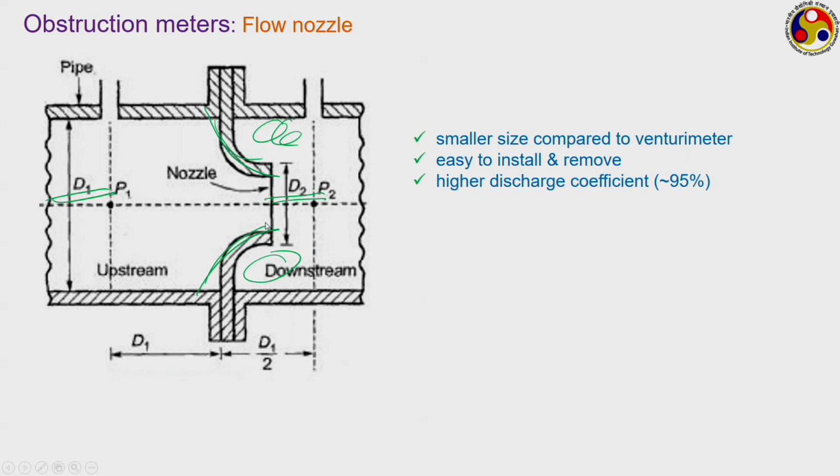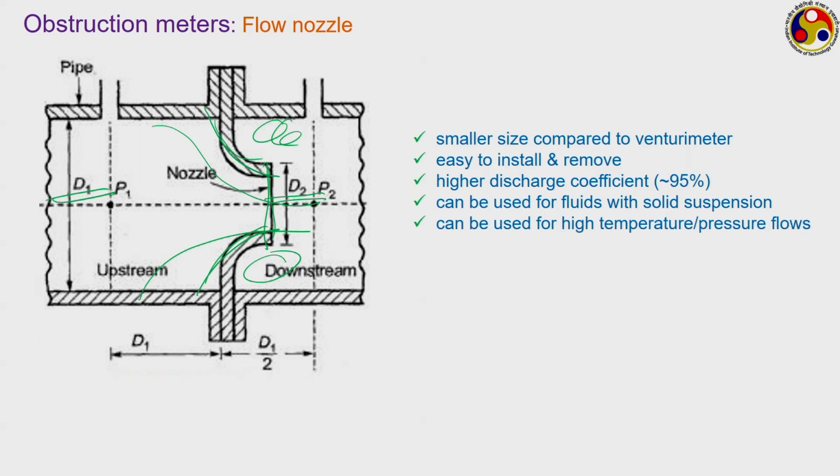It is easy to install and also remove if required. The discharge coefficient is quite high, around 95%, which is excellent. It can be used for fluids with solid suspensions, as there is a smooth transition for the upstream fluid. On the upstream side at least, the solid particles can easily follow that without leading to clogging of the orifice. This orifice portion is often also called the throat of the channel, because that is the portion with the smallest diameter. We can also use flow nozzles when we are dealing with a high temperature or high pressure flow situation.